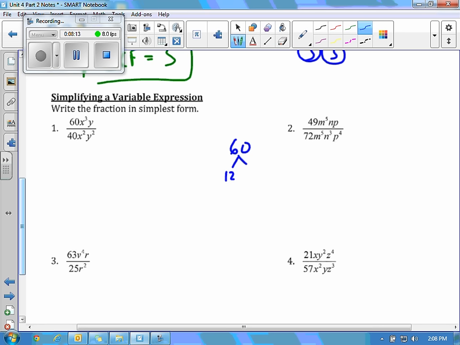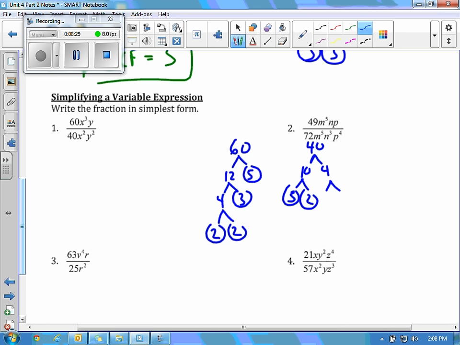So 60 goes into 12 and 5. 12 will be 4 and 3. 4 will be 2 and 2. And then I have all prime numbers there. 40 is going to split into 10 and 4. 10 is going to split into 5 and 2. 4 is going to split into 2 and 2.